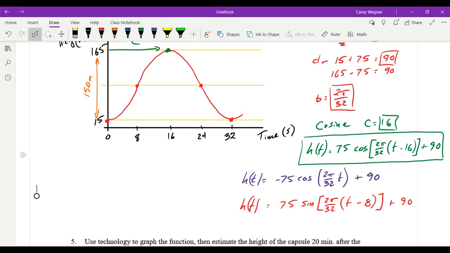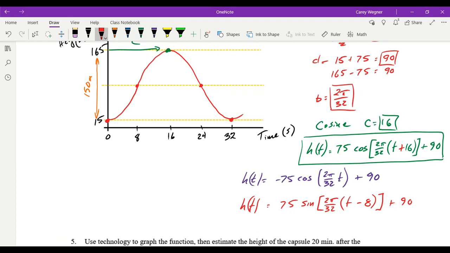And in fact, I could have imagined that the phase shift was to the left instead of the right. And so in the green equation that we have here, I could have done a plus 16 because I would have had a maximum at a time of negative 16 seconds as well. Now, whether that time is meaningful in this situation or not doesn't really matter because it creates the sinusoidal shape that we need for this function.